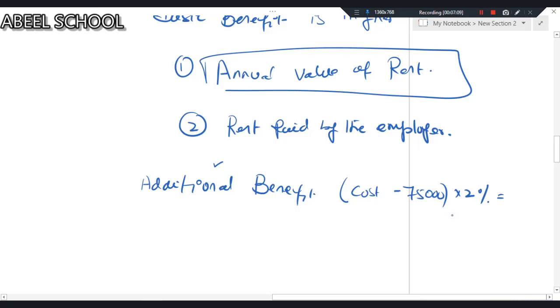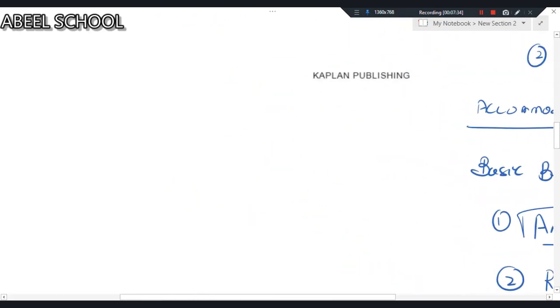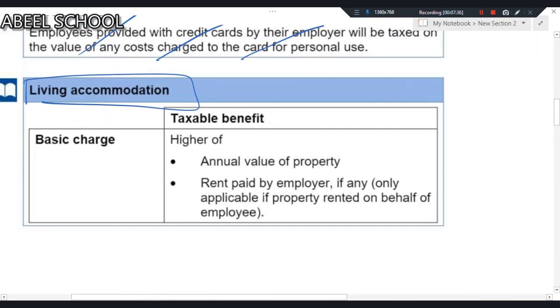Second, it is an expensive accommodation. Expensive accommodation means the accommodation which is costing more than £75,000. Costing means the purchase price plus the capital expenditure, but obviously those capital expenditures which were incurred before the current tax year. You just need to add, and if the answer comes more than 75,000, then there will be an additional benefit also. Let us see what the book says, and then we'll be discussing with the help of numerics.